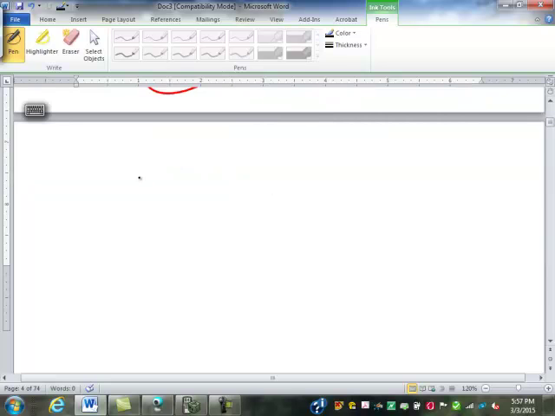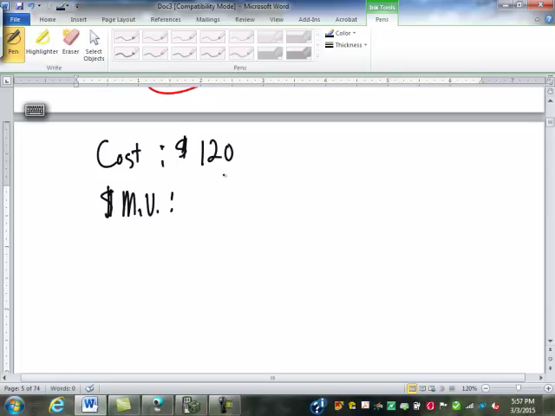Oh, let's see. So let's do a simple one. Let's say our cost is $120. The dollar markup is $60. Find the percent markup on cost.